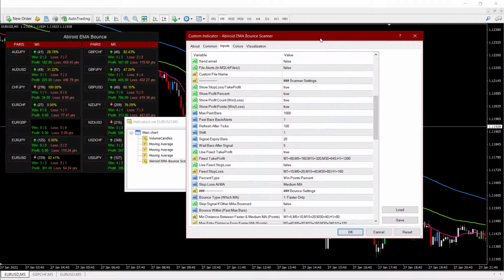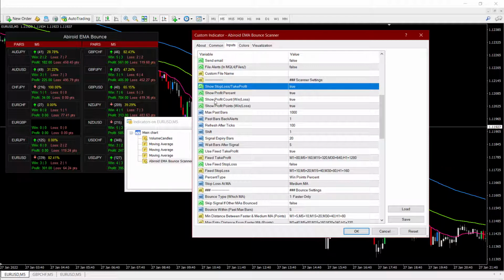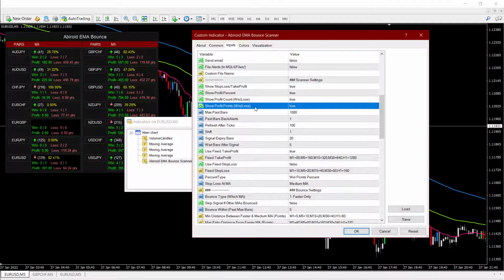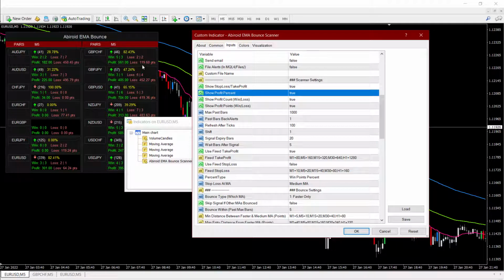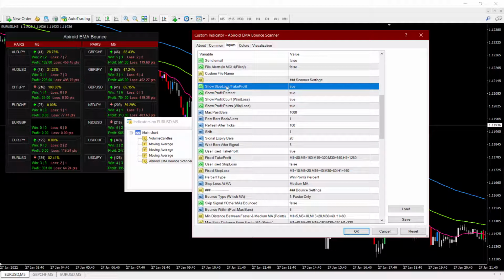So right here, you can set this to show profit points, or if you want to hide these, just set this to false. These are the profit loss count, the win count and loss count, and these are the profit percentage values, and this is show stop loss and take profit. Currently, I don't have this on the scanner because it is taking up too much space, but in my next release, I will be adding this particular value as well.